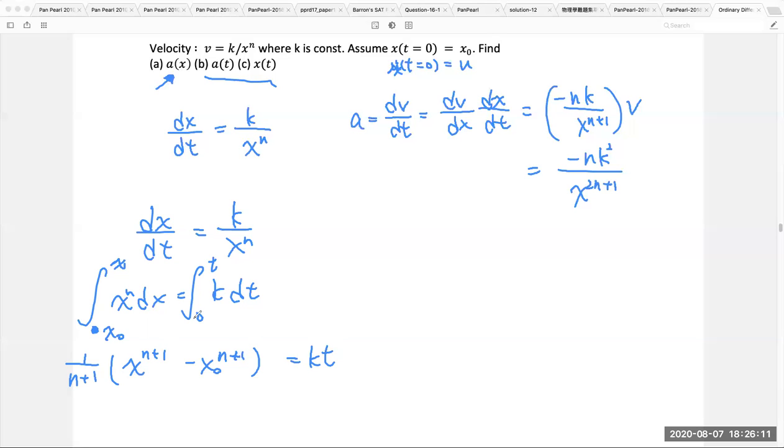Then you can express x as a function of t now. Then if you differentiate once, you can get the velocity as a function of t. If you differentiate twice, you can get the acceleration as a function of t.